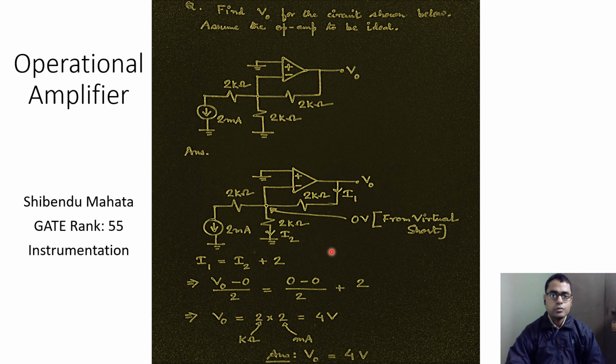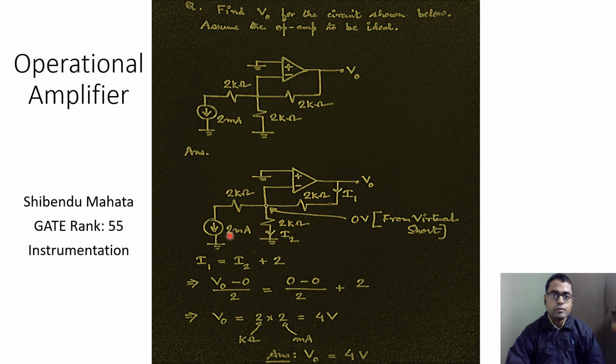And it is easy to see that if this node is at 0 volt, the other node is also at 0 volt. Therefore, if we call this current I2, the current I2 should be equal to 0, because this is written as 0 volt minus 0 volt by 2 kilo ohms, and so this current is equal to 0 milliamperes.